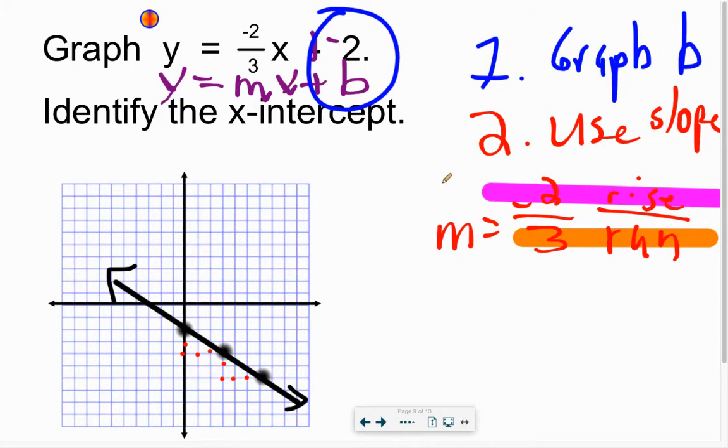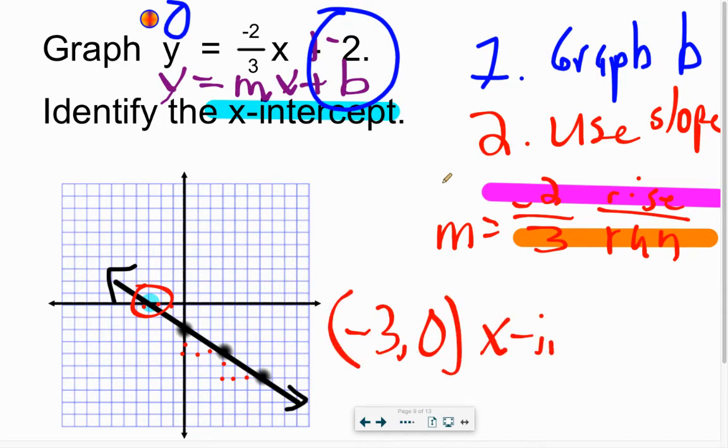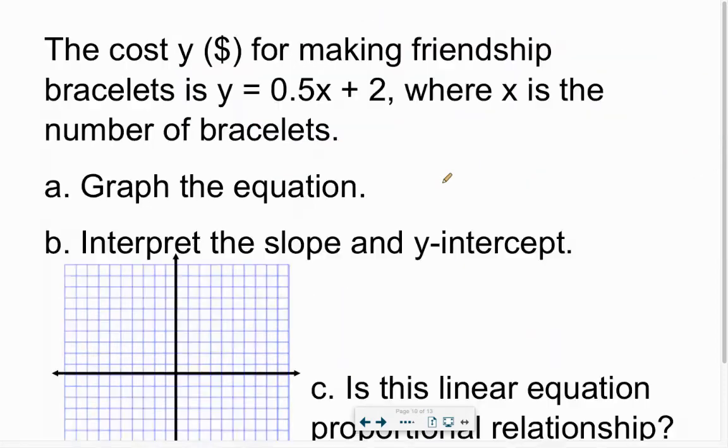And when it says to identify the x-intercept, if you can see it, great. Where did it cross that x-axis? If not, plug a 0 in for the y into the equation and then solve. But since I can see it here, I'm just going to say here is my x-intercept. It is at, careful, -3, 0. That is the x-intercept. I will allow you to abbreviate it x-int. You can write it out completely if you would like.